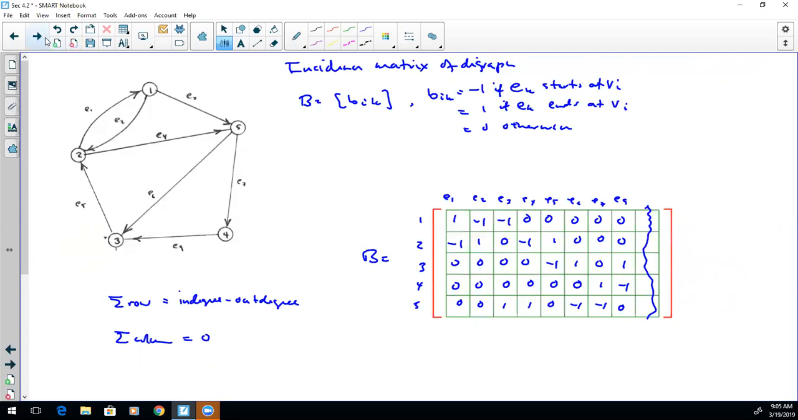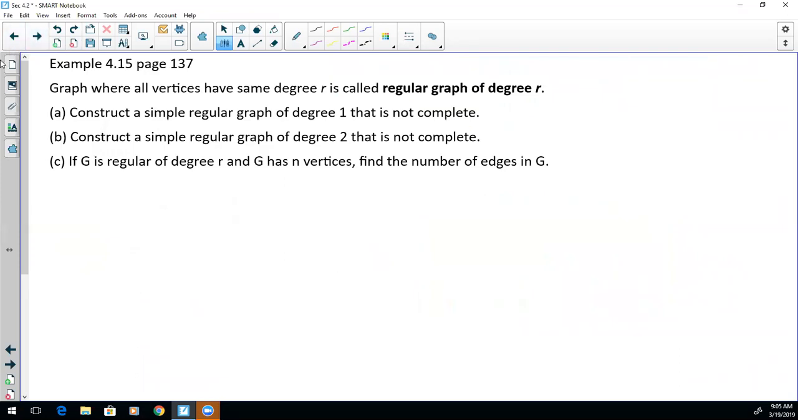All right, last, I'd like to work a problem from the exercises. This is 415, page 137. It's a pretty simple problem here. We have a new definition here. A graph where all the vertices have the same degree is called a regular graph of degree R in this case.